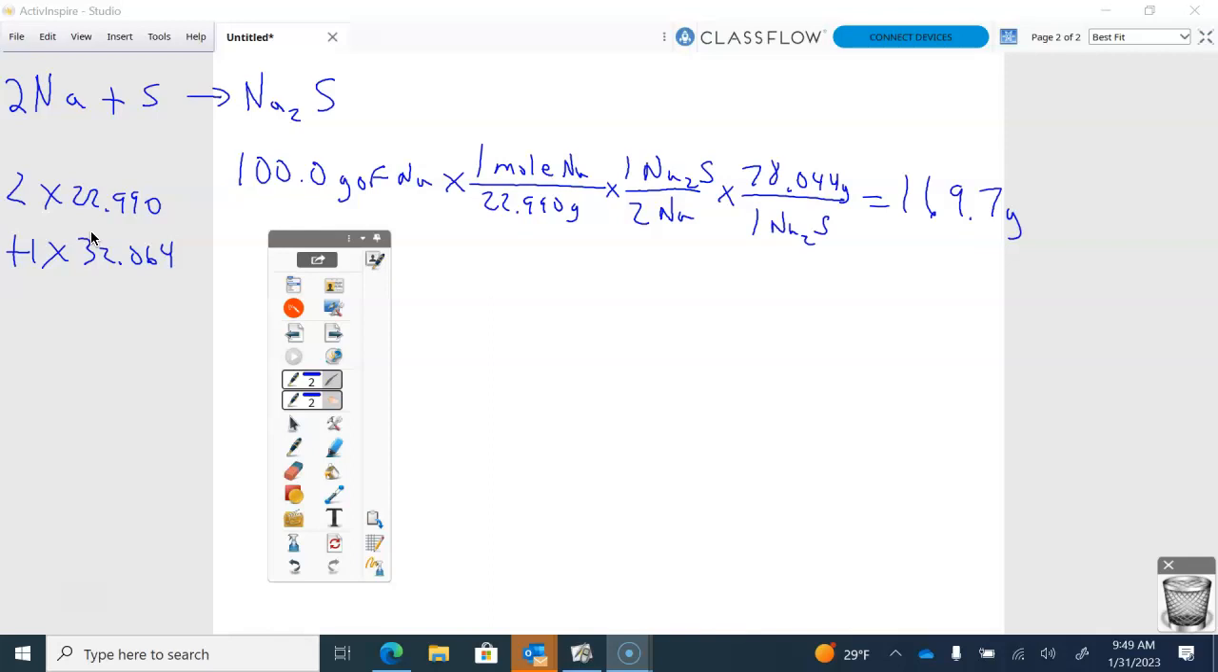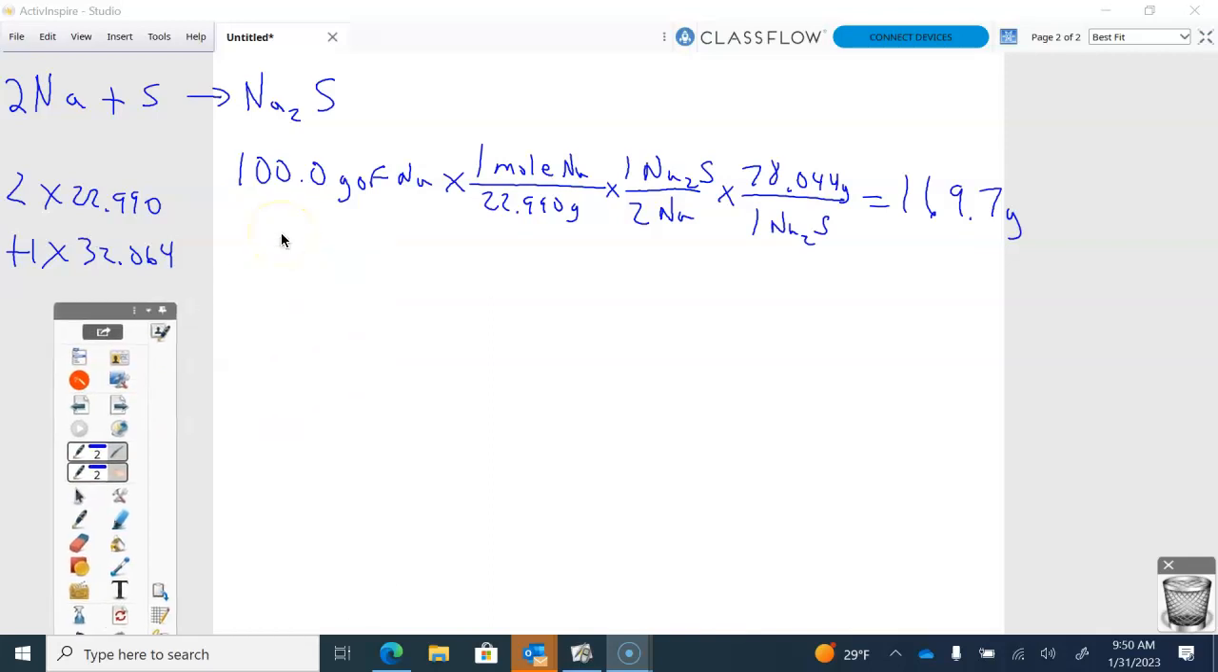Now, that doesn't mean we have enough sulfur to make that happen. We don't necessarily know that. We do know if I had lots and lots of sulfur, I'd get 169.7 grams of sodium sulfide. So if I start with 100 grams, I can make that much as long as I got plenty of sulfur. But now I got to check the other one, don't I? All right, checking the other one.